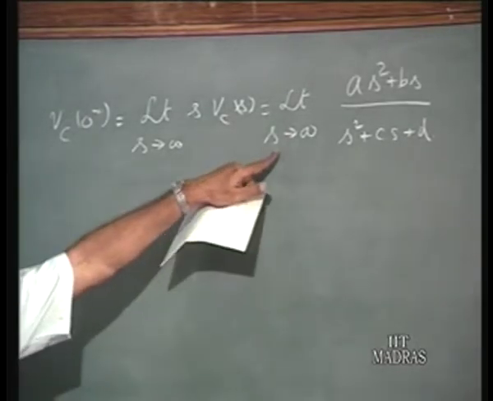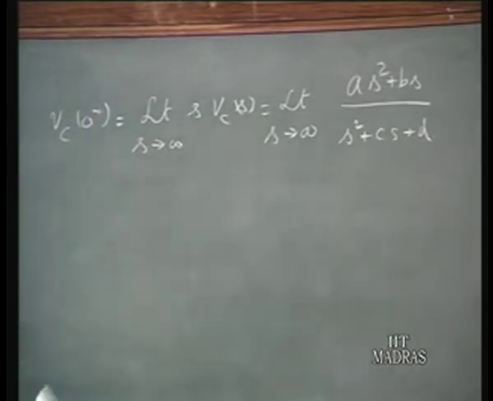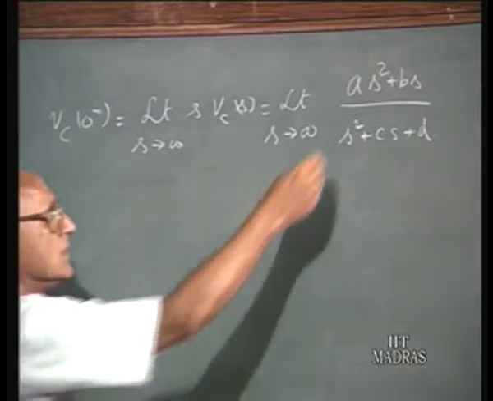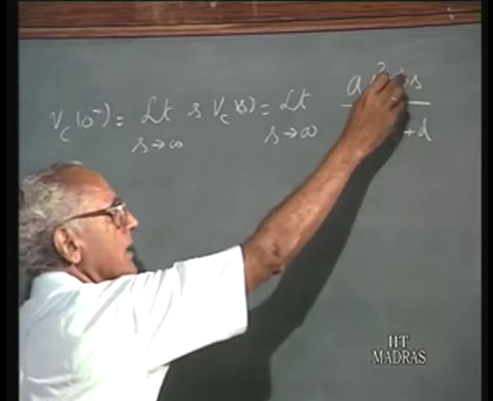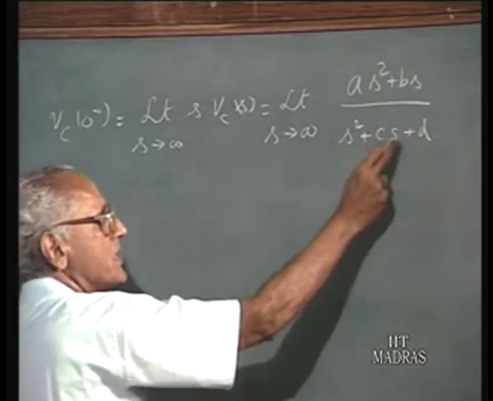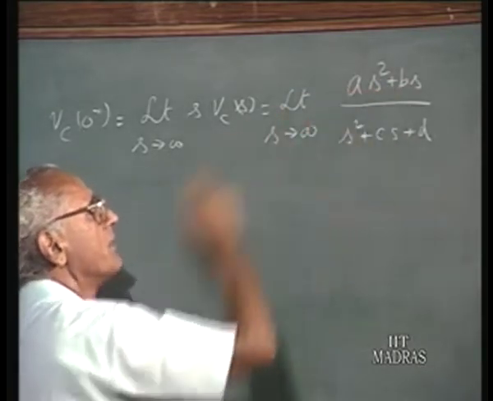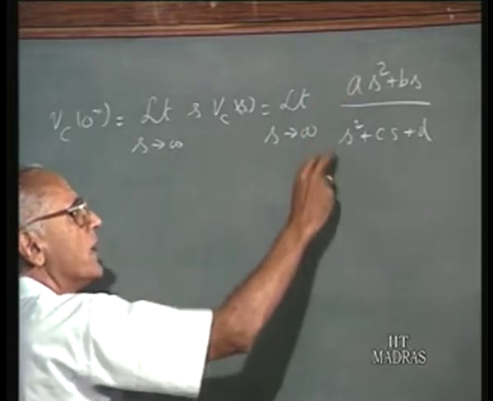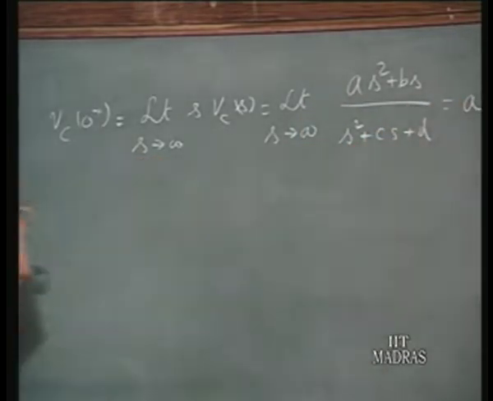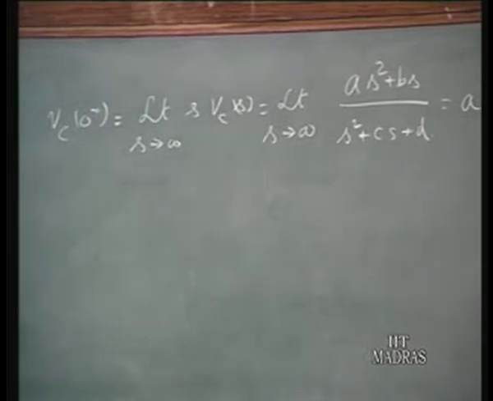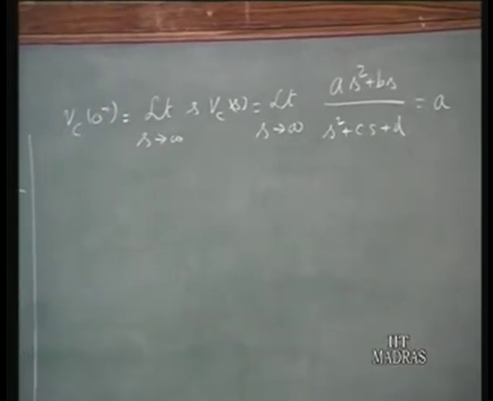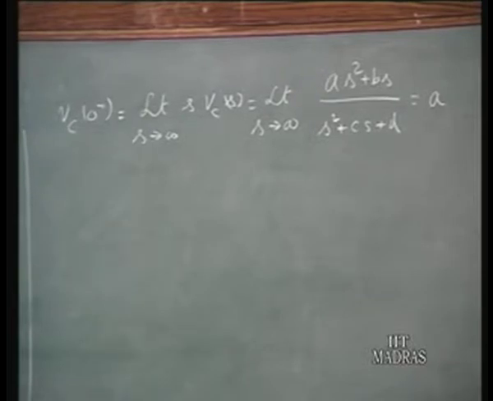And when you take the limit as s goes to infinity, as I mentioned in the last lecture, we can take s going to infinity along the real axis. Therefore, this is the ratio of the two leading coefficients only, because all the other terms pale into insignificance. Cs plus d pales into insignificance with s squared. Bs becomes negligibly small compared with As squared. Therefore, it is the ratio of the two leading coefficients. So the capacitor voltage at 0 plus, as you approach 0 from the positive direction, will have a value A.